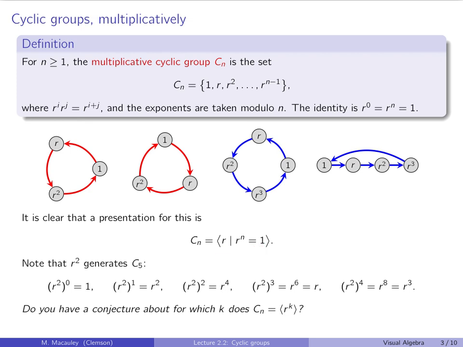Now, r isn't the only possible generator. For example, C5 is generated by r squared. Just look at the successive powers of r squared. We get 1, r squared, r to the 4th, r, and r cubed. So we get everything in C5 from just r squared. Now think, do you have a conjecture about which powers of r^k generate Cn in terms of k and n? See if you can take a guess, and we'll answer it later.